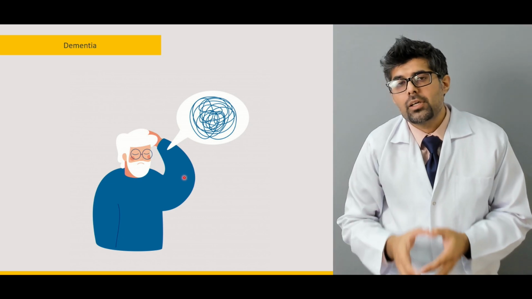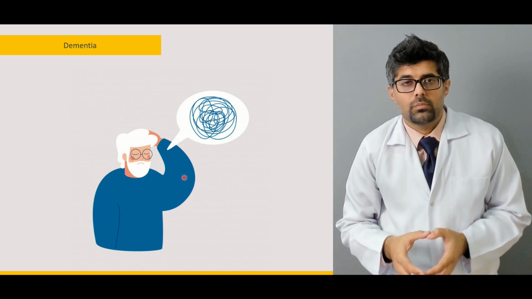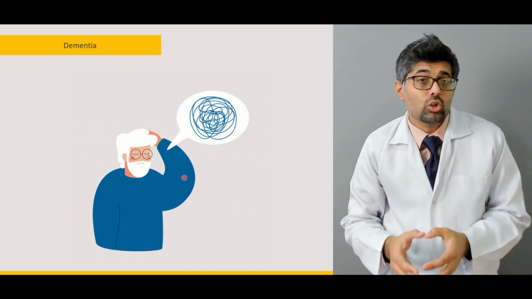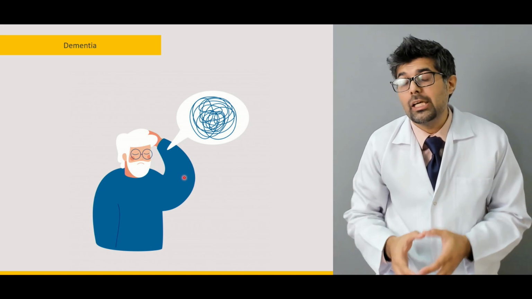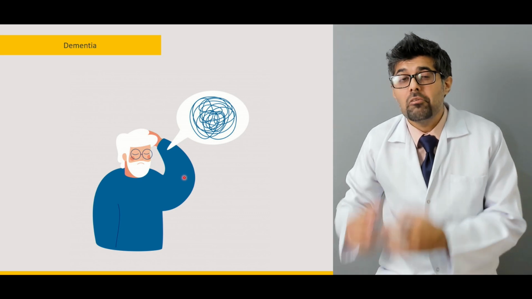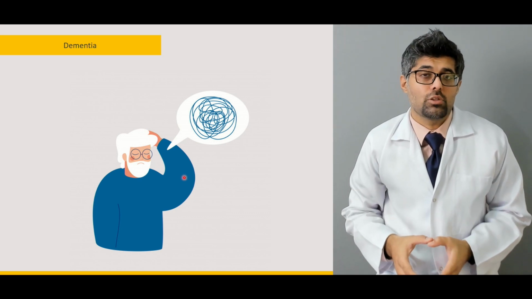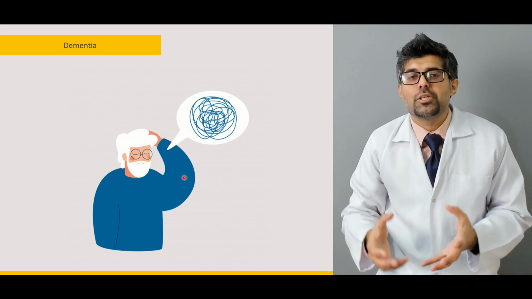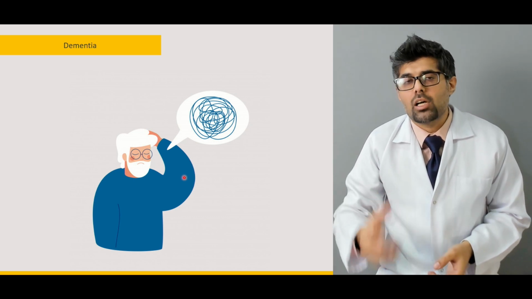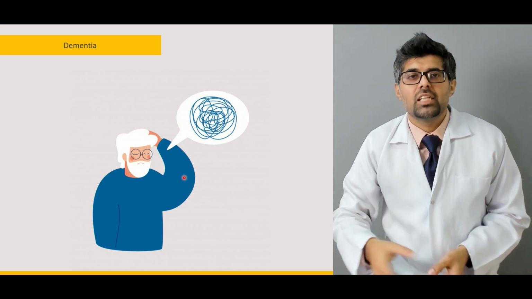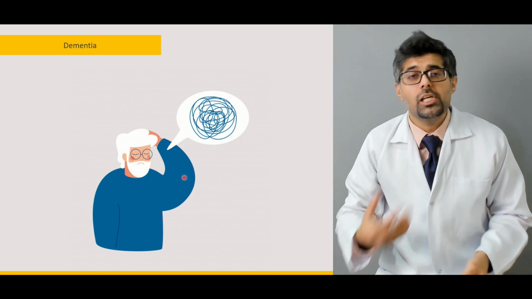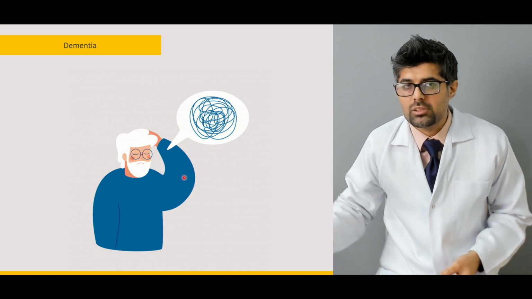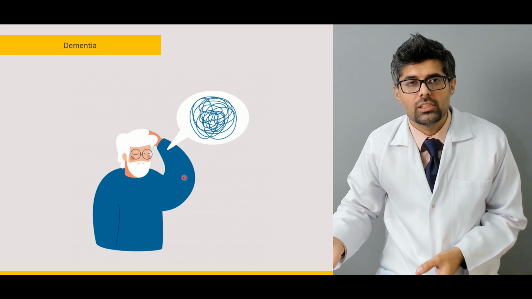Our next topic is dementia. Now, dementia is defined as the loss of cognitive ability or abilities well beyond one's normal age. For example, a patient in his 30s starts to exhibit signs and symptoms which usually appear during a patient's 60s or 70s.